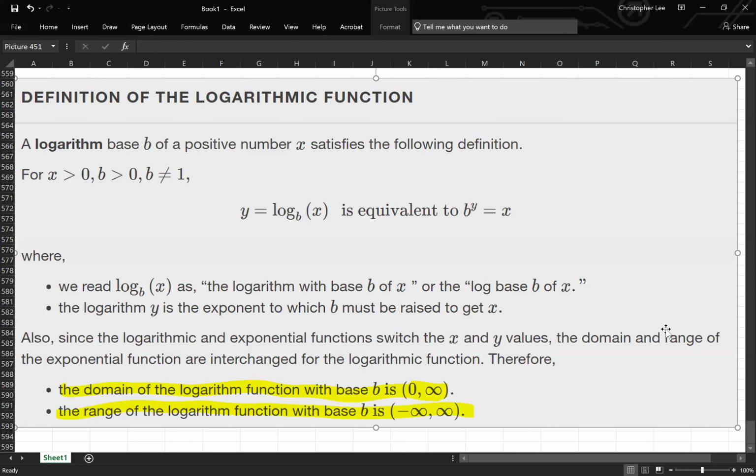Also, since the logarithmic and exponential functions switch the x and y values, the domain and range of the exponential functions are interchanged with the logarithmic functions. Therefore, the domain of a log function is from 0 to infinity, but the range of the log function is from negative infinity to infinity. Let's keep that in mind.